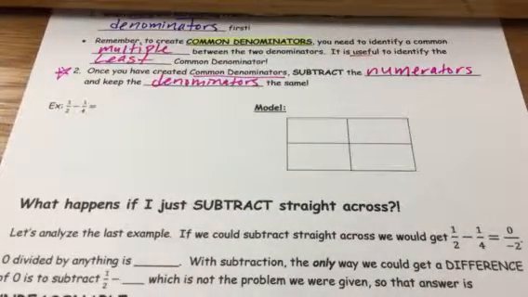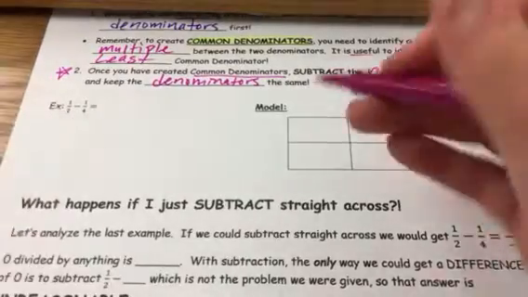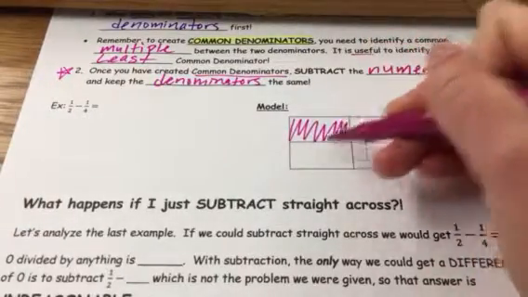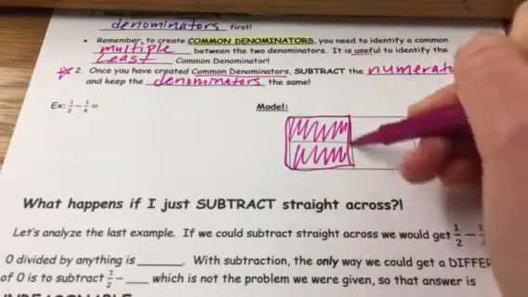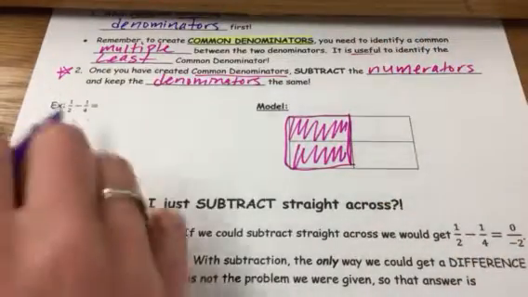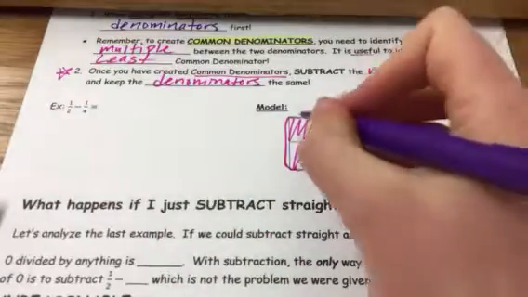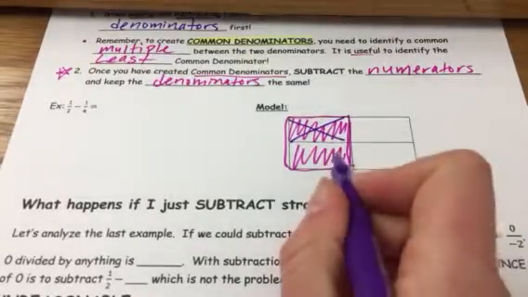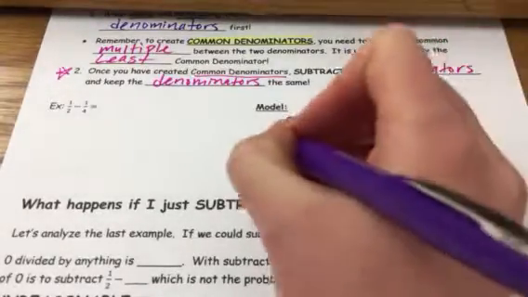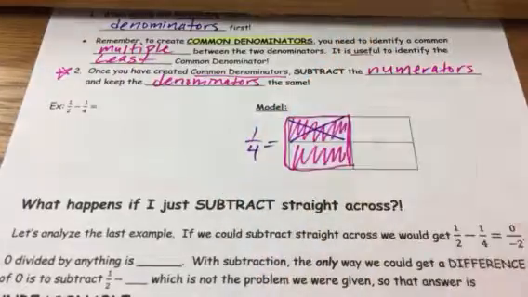Let's model an example. So I'm going to have 1/2. Let's go ahead and shade that in. So I've got a half. And from that, I am going to take away 1/4. So I'm going to go ahead and take away that quarter, and I am left with just 1/4 shaded in. So this answer, when we model this, we get 1/4.